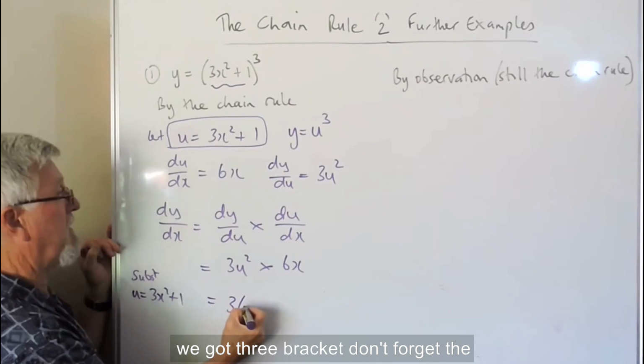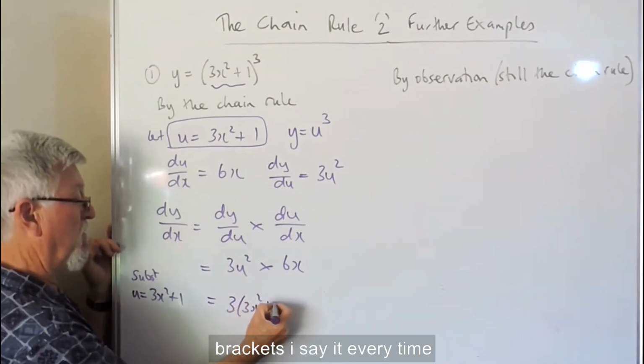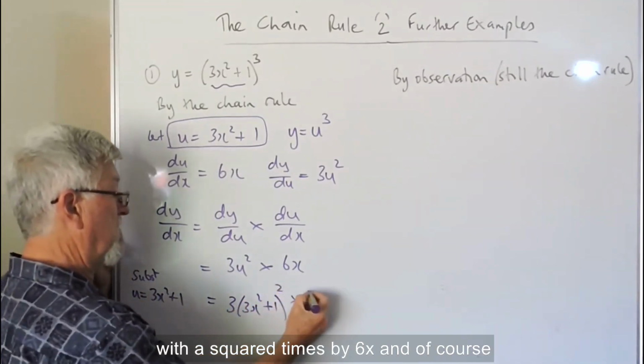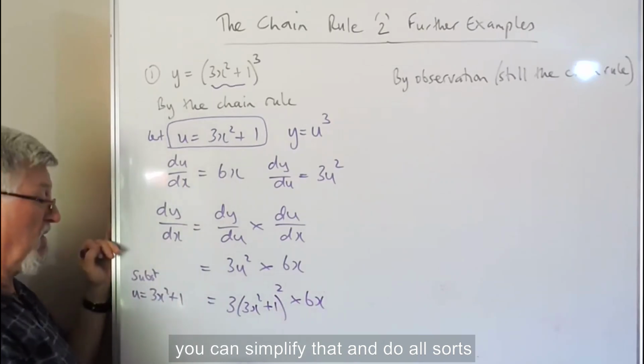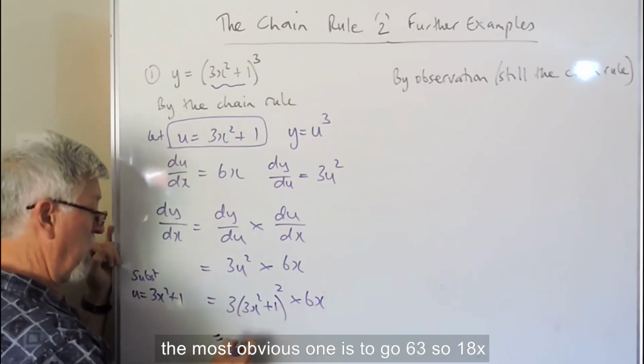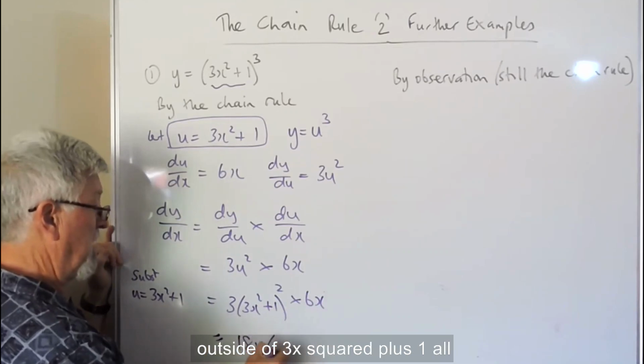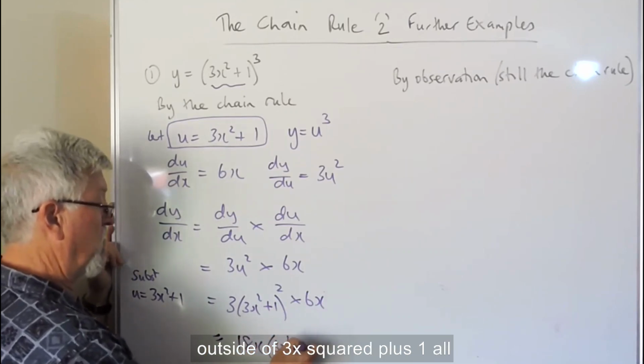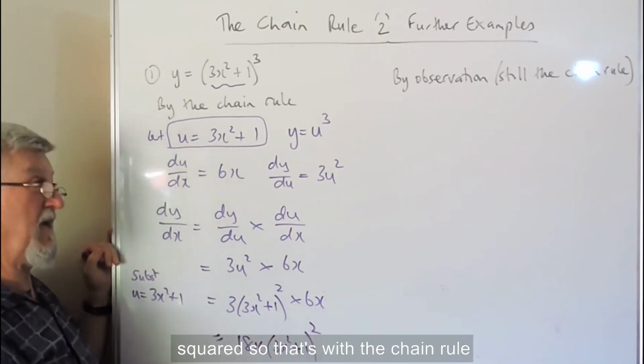We've got 3 bracket, don't forget the brackets, I say it every time, with a squared times by 6x. And of course you can simplify that and do all sorts of things with it. The most obvious one is to go 6 3s or 18x outside of 3x squared plus 1 all squared. So that's with the chain rule.